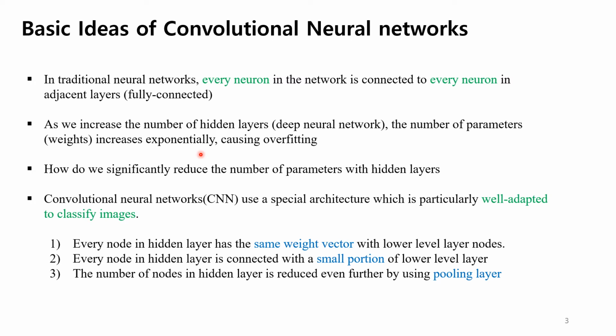So in CNN, we need some method to reduce the number of parameters in the network. Again, to reduce the number of parameters, CNN uses the techniques I mentioned earlier: weight sharing, sparse connectivity, and the pooling layer. Let's talk about these one by one.